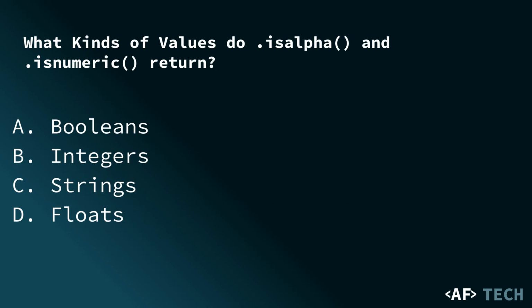What kinds of values do those two methods return? Do they return booleans, strings, integers, or floats? They return booleans, which means if the string is alpha, then it returns true. If it's not, it's false. Similarly with isNumeric, if it's only numbers, then it returns true. If not, it's false.